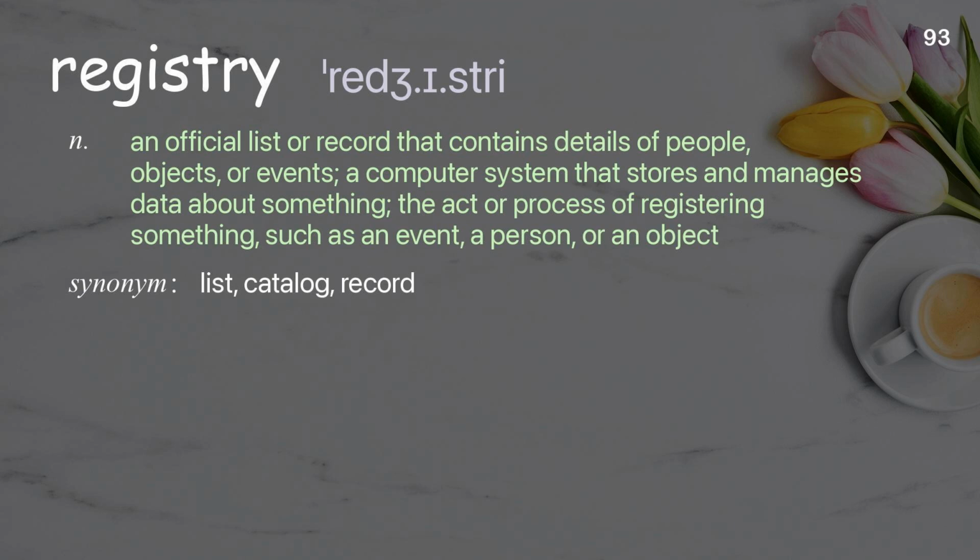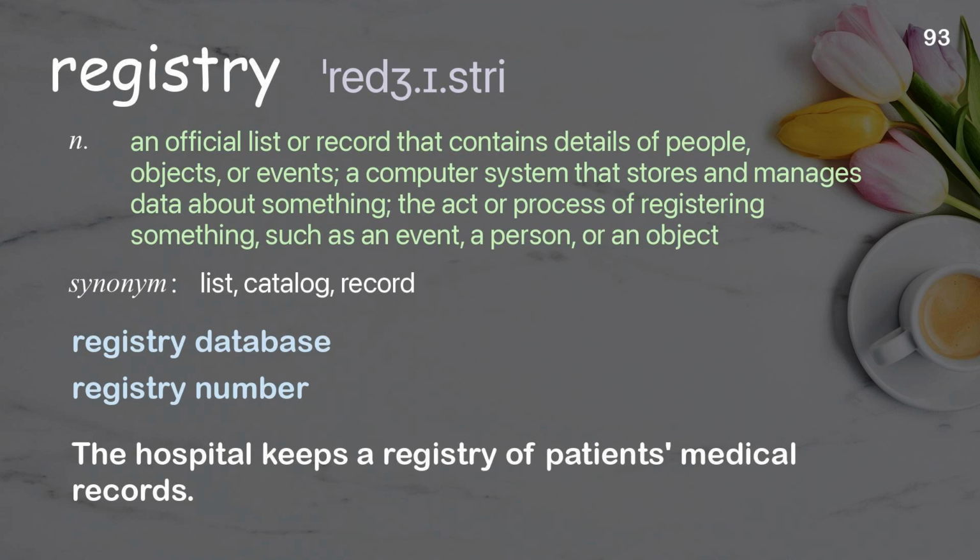Registry. An official list or record that contains details of people, objects, or events, a computer system that stores and manages data about something. The act or process of registering something, such as an event, a person, or an object. Examples: Registry database. Registry number. The hospital keeps a registry of patients' medical records.